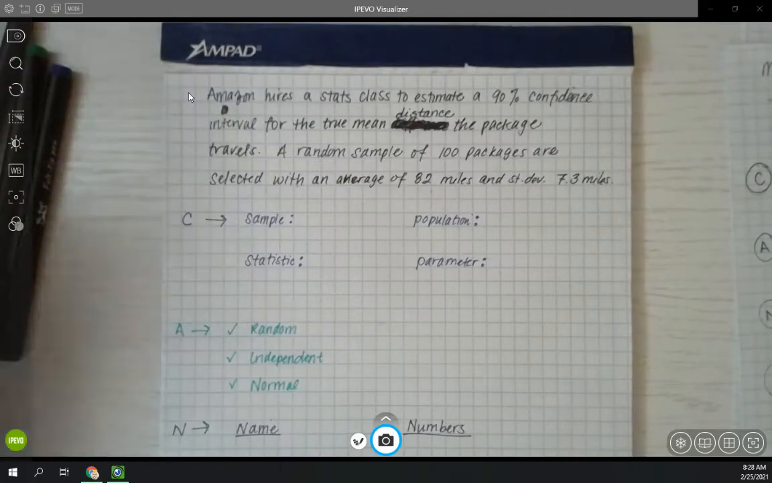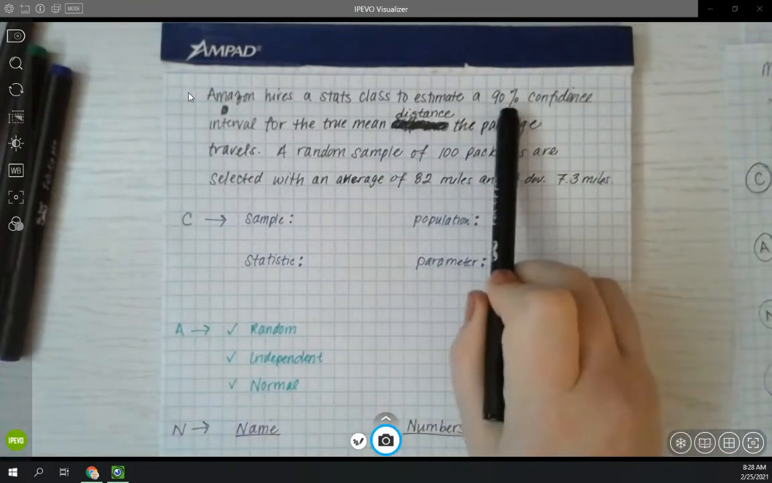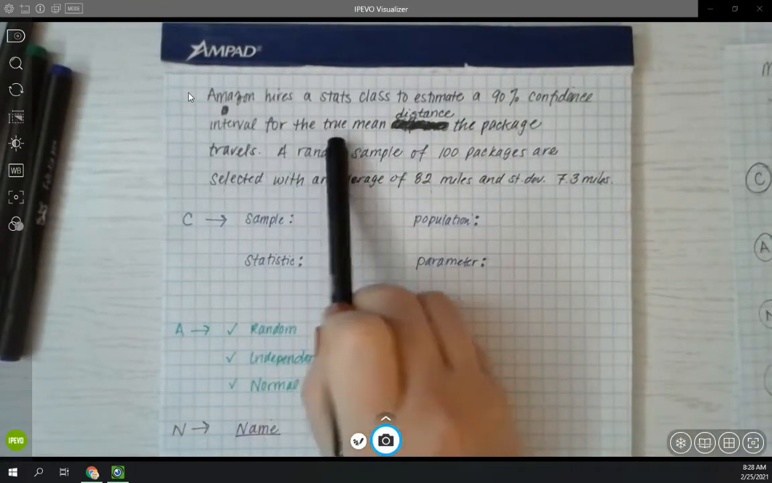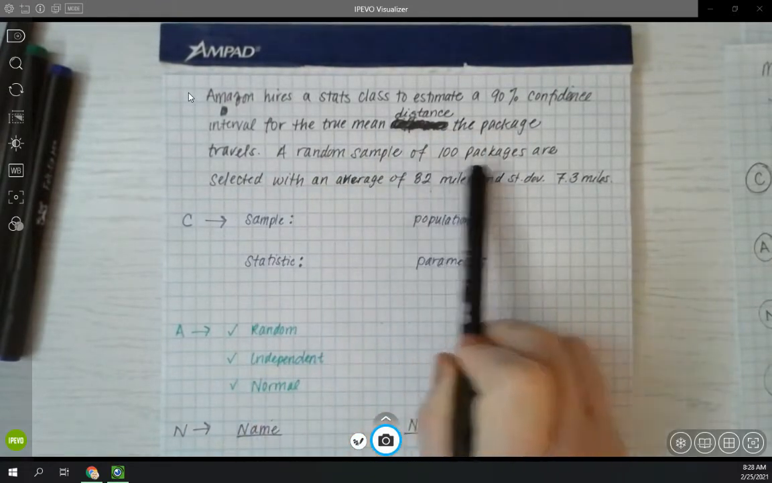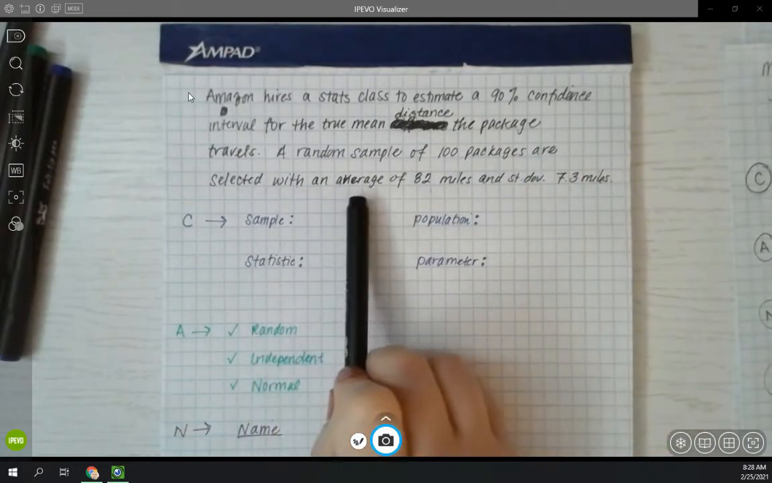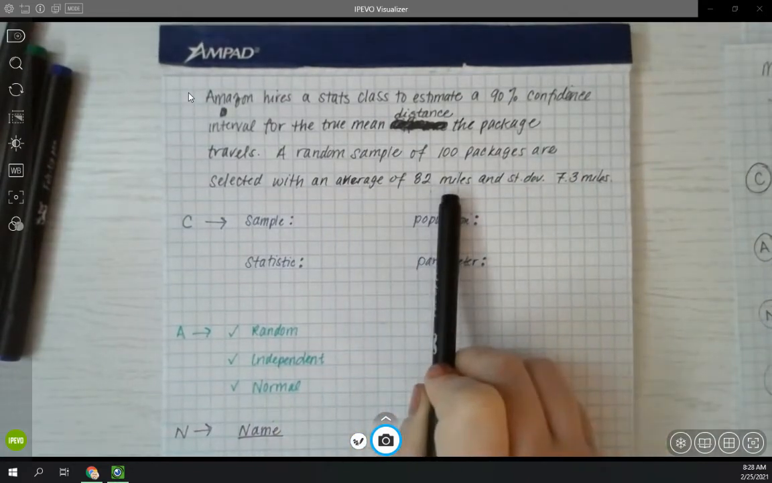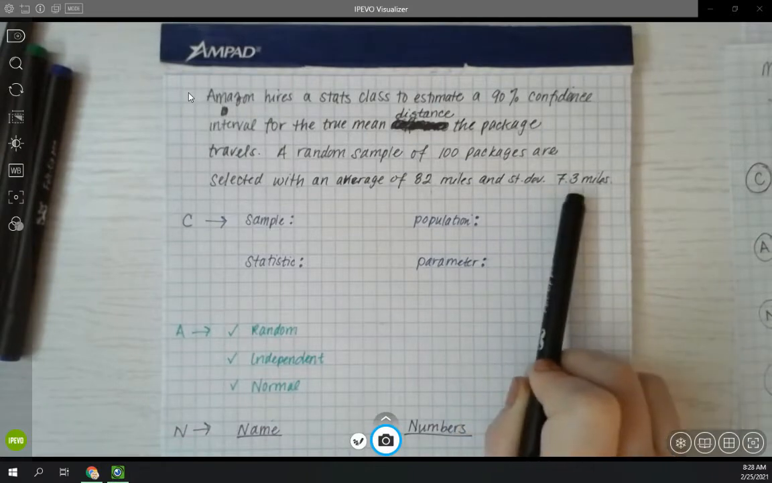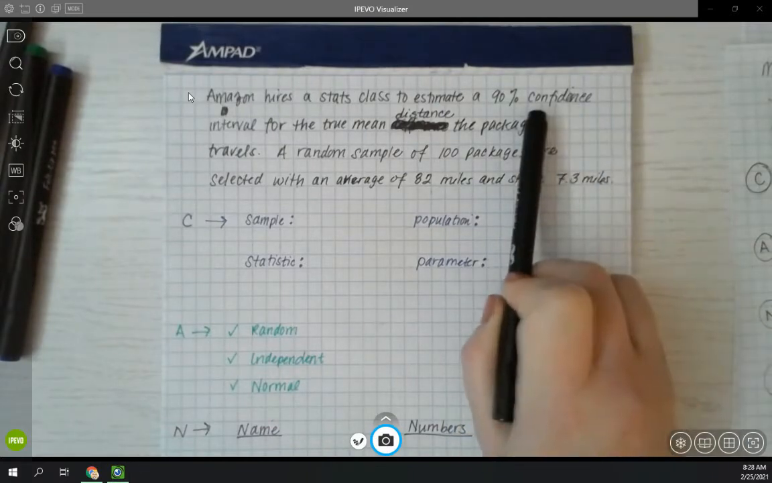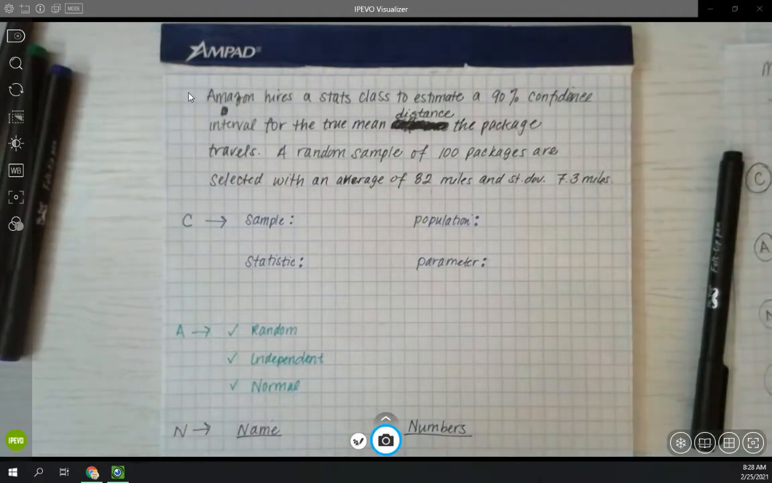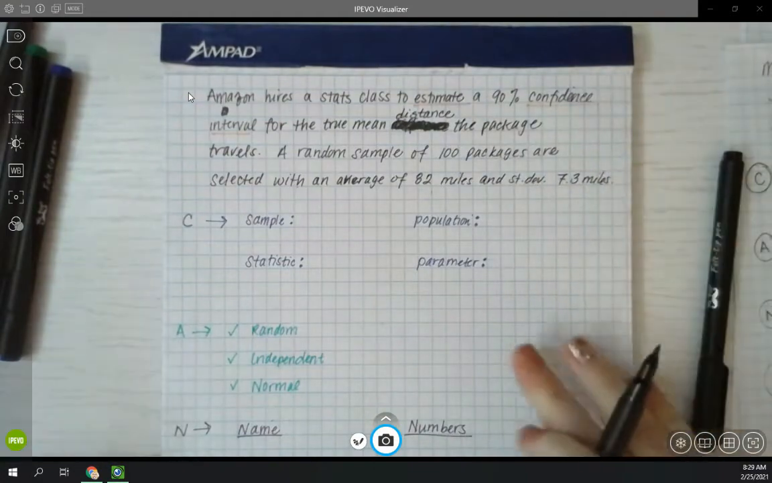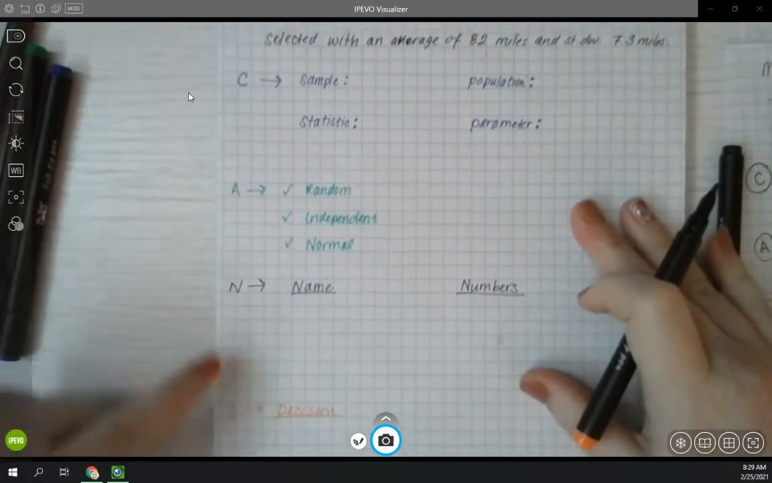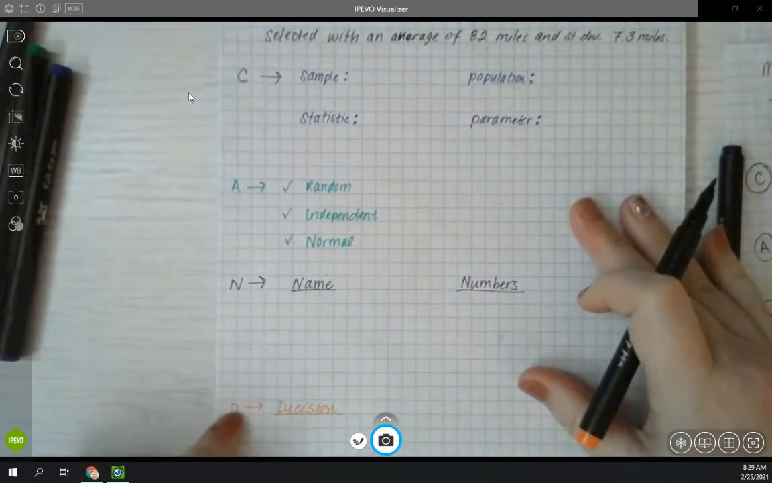In this example, we have the following prompt. Amazon hires a stats class to estimate a 90% confidence interval for the true mean distance the package travels. A random sample of 100 packages are selected, with an average of 82 miles and a standard deviation of 7.3 miles. Since I'm seeing the words confidence interval, because I'm seeing the words estimate, I know that I'm going to be using the CAND for a confidence interval.